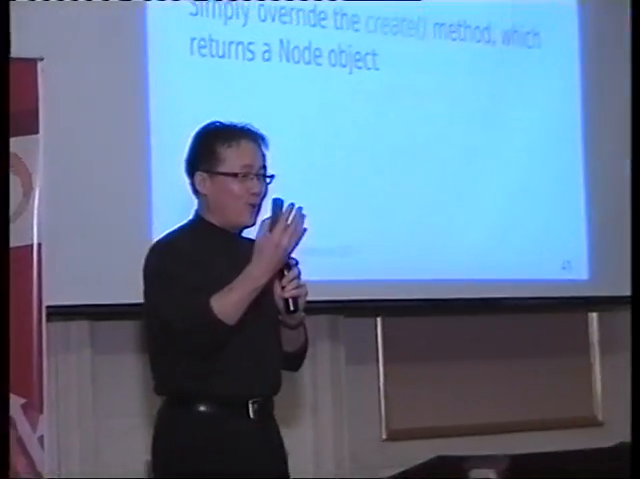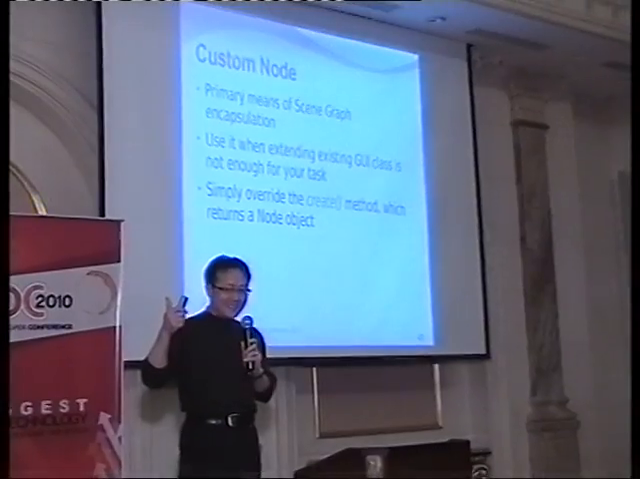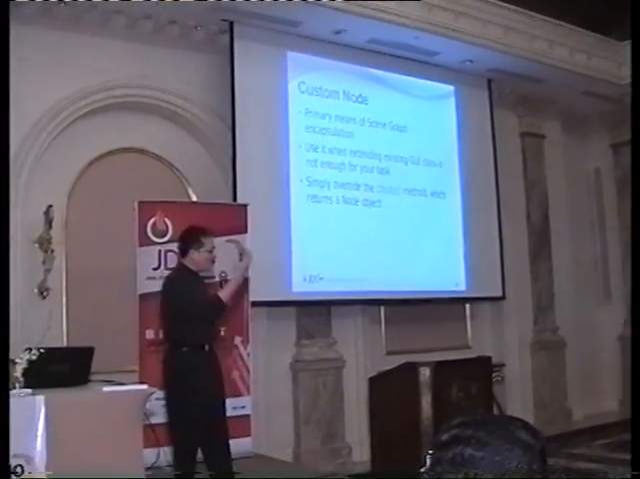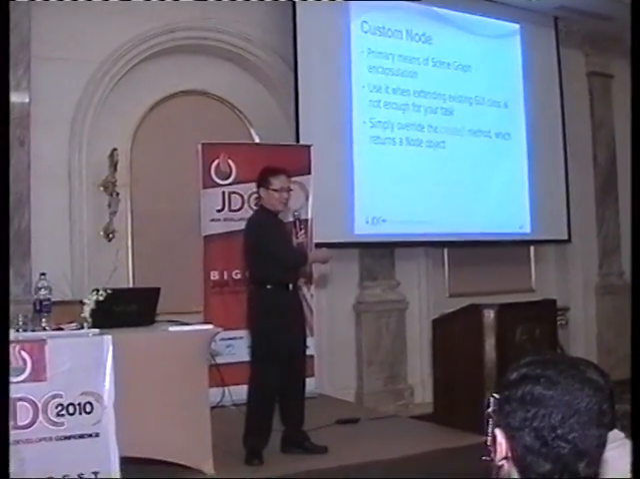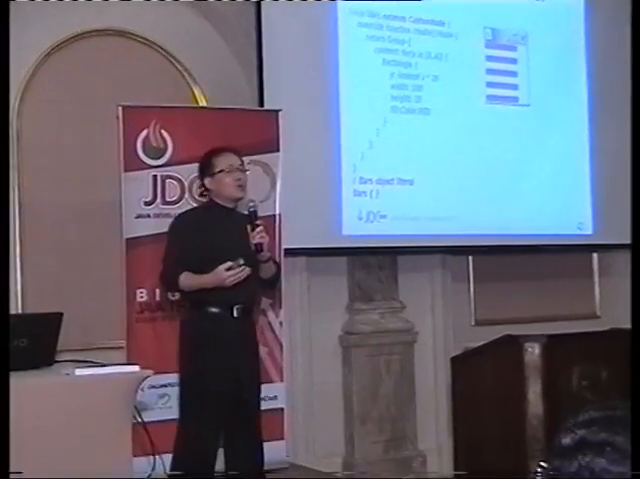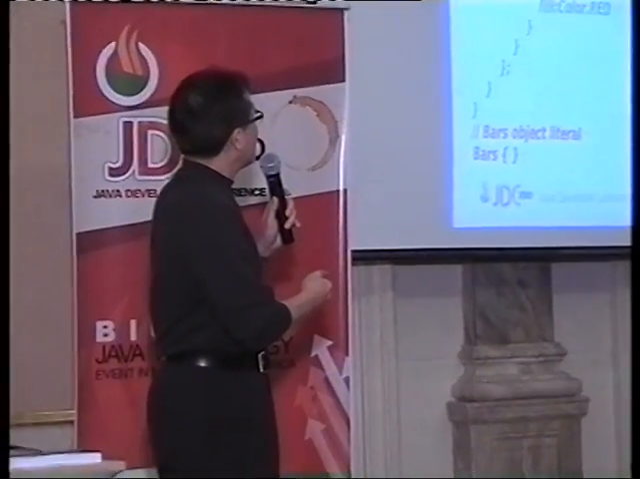Once you create a custom node, then the 4 properties of the scene graph, anybody still remember? Good. Those 4 things can be applied to a custom node. So let's take a look at an example. The way that you're going to create a custom node is basically overriding the create method of a node.